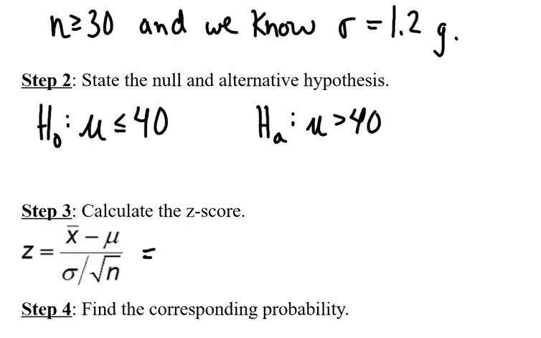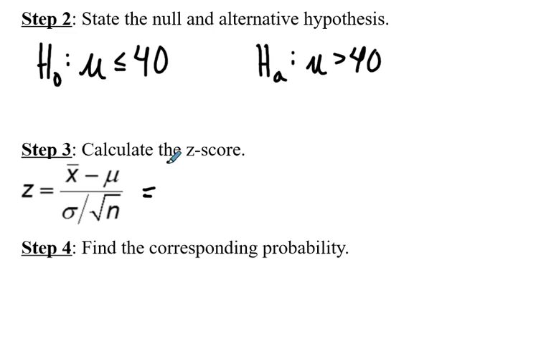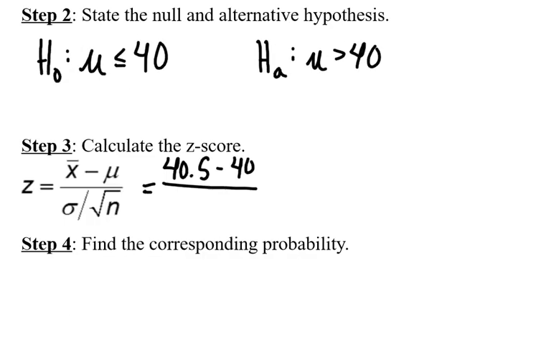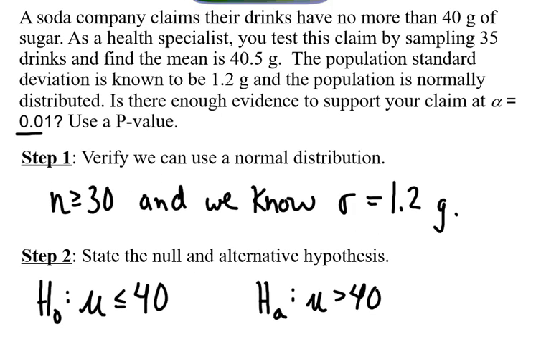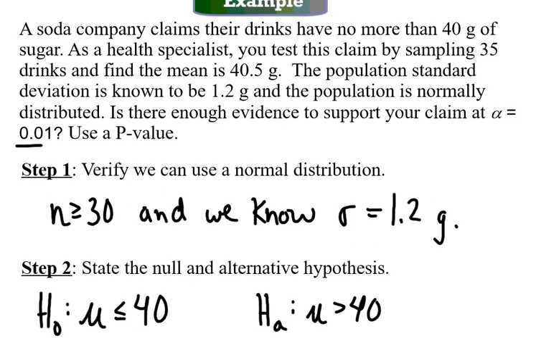The value that we found from our sample was 40.5. They're stating that the actual average is 40. Our population standard deviation is 1.2. Divide by the square root of our sample size. Our sample size was 35.